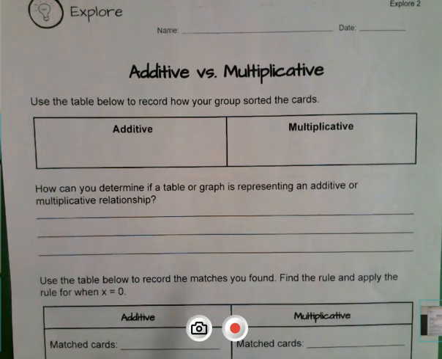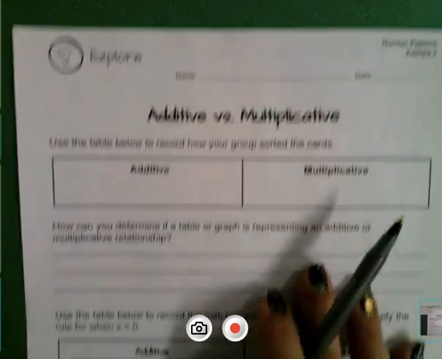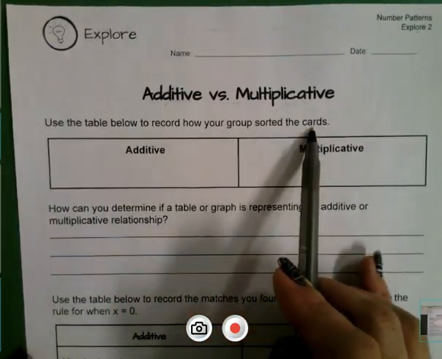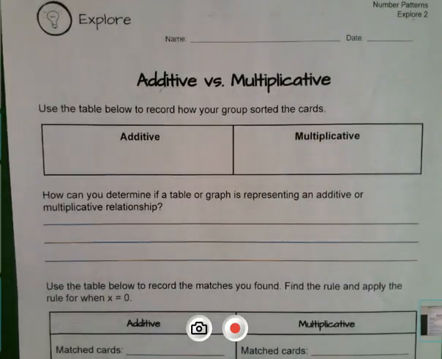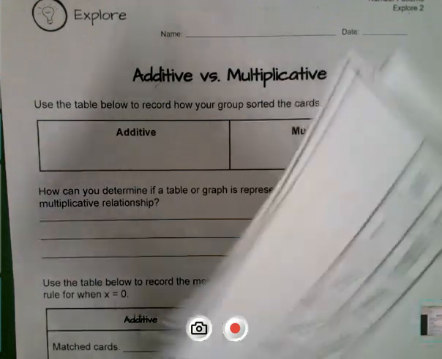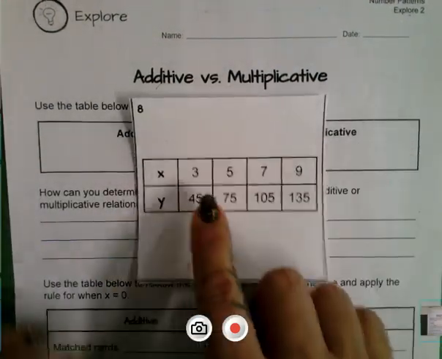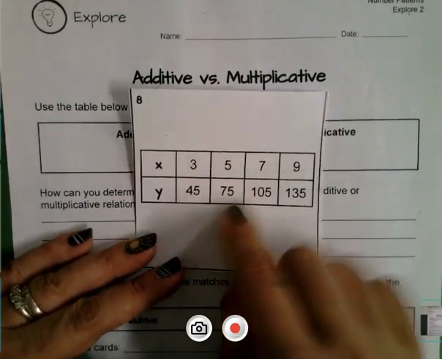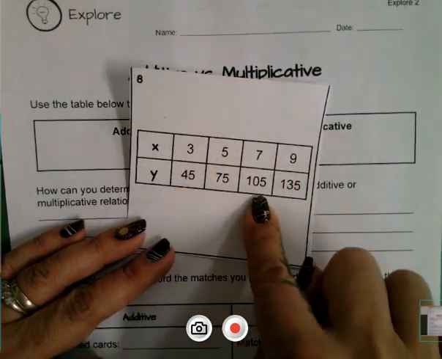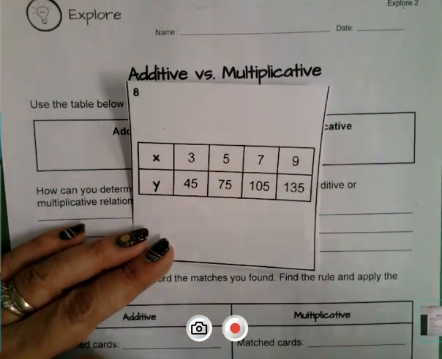Alright, so for today we are doing our Explore 2, additive versus multiplicative. Use the table below to record how your group sorted the cards. So everyone needs a journal and you need a bag with the cards. And what you're going to do is go through and tell me, is this an additive or a multiplicative card? And that means you have to figure out the rule first.